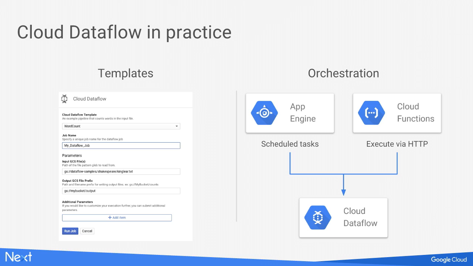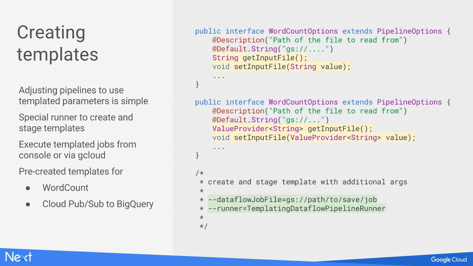And you can orchestrate it through things like App Engine with cron or through Cloud Functions. And both of those can just go ahead and kick off a Dataflow job for you, again, without having to stage and upload jar files and push those things out. So it's a pretty compelling way to run.